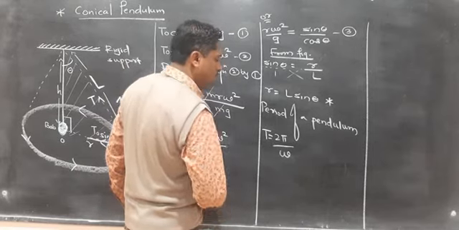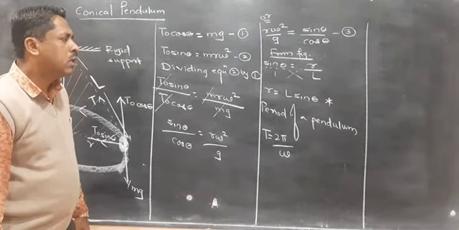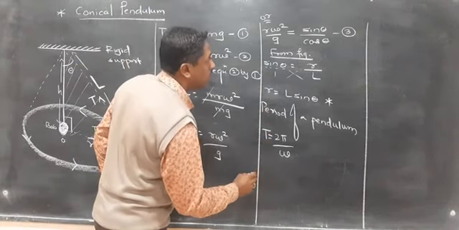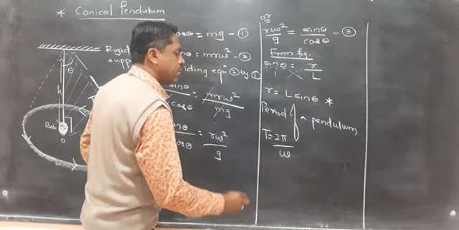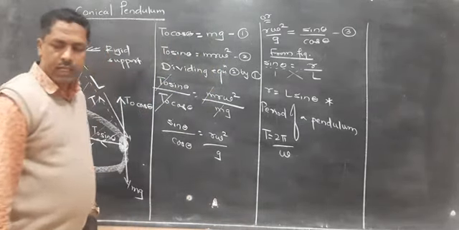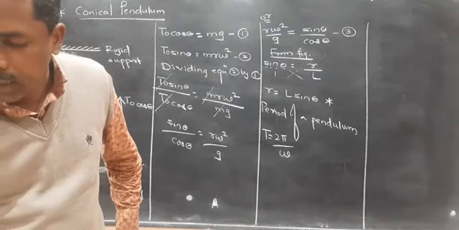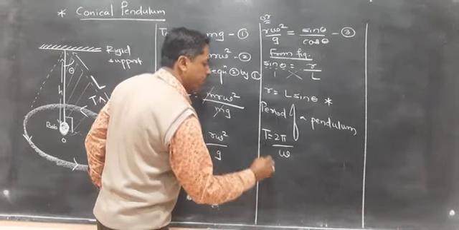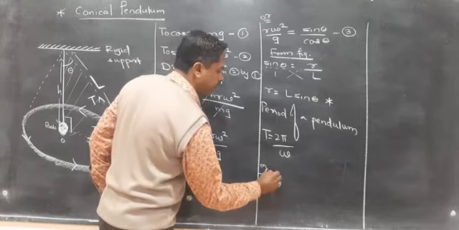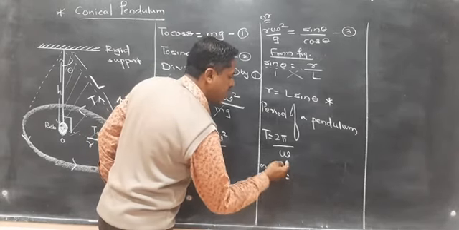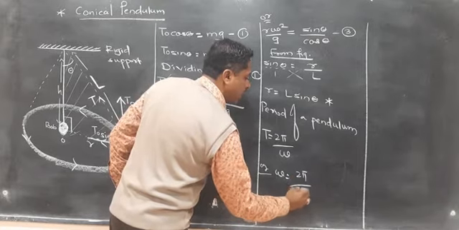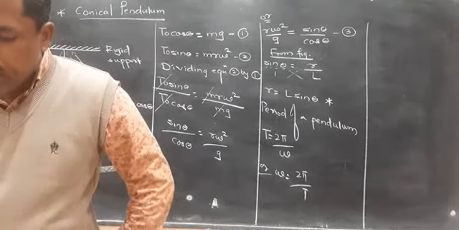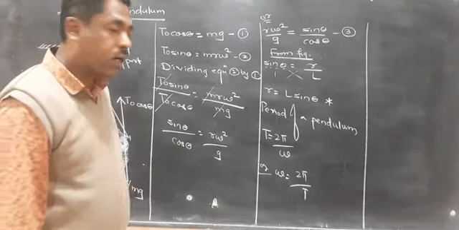Now see here carefully this periodic time. Also we know that this is about the periodic pendulum, that is T is equal to 2 pi by omega, or it can also be written as omega is equal to 2 pi by T. Omega is equal to 2 pi by T. Now how does it occur here?